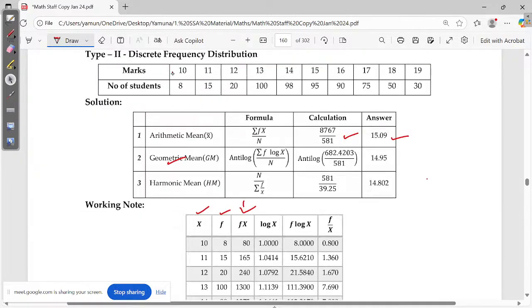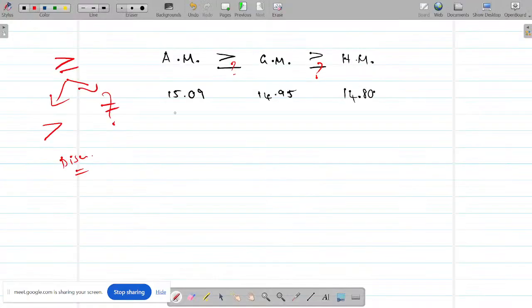What value do I have here? 10, 11, 12. Different values only, no? Only 8 values are the same, having the same 10 number. Remaining numbers, totally it's 581, I think. Yeah, 581. Out of 581, there may be repetitions, but even if one single value happens to be different, then I cannot say it's all equal. All the three means are equal. So here, I'll get strictly greater than. This is often a repeated question.